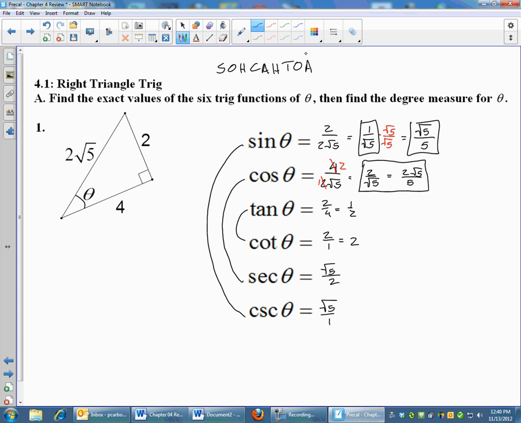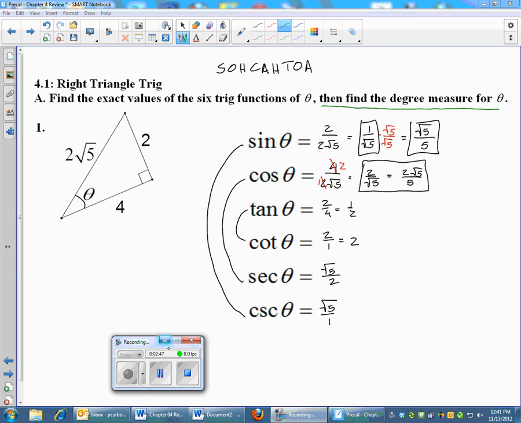Then the last thing, I do ask you to find the angle measure, the degree measure for theta. So we need to do that. And that is a calculator question. You're definitely going to have to punch this in the calculator. So let me pull out my calculator.